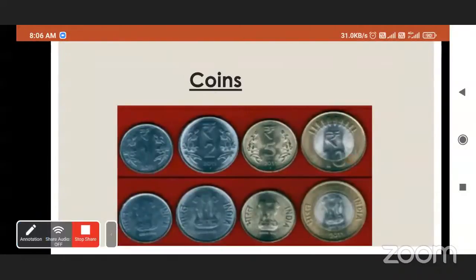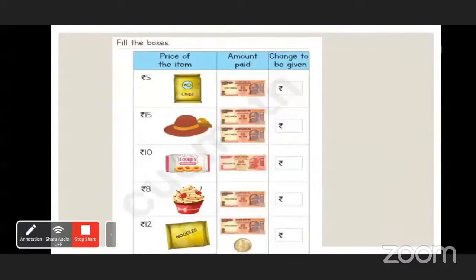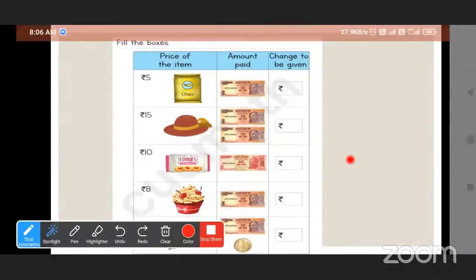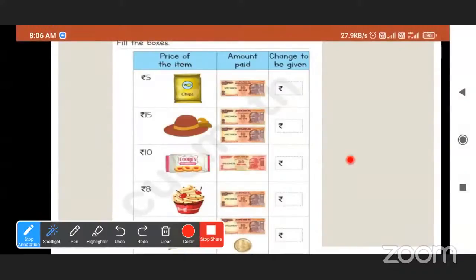So now we have some problems. Fill in the blanks. Price of the item is 5 rupees and amount paid is 10 rupees. So change to be given is, can you tell me the answer? 5 rupees. We have to do subtraction. Now the second one, price of the item is 15 and amount paid is 20. So change to be given is 5.